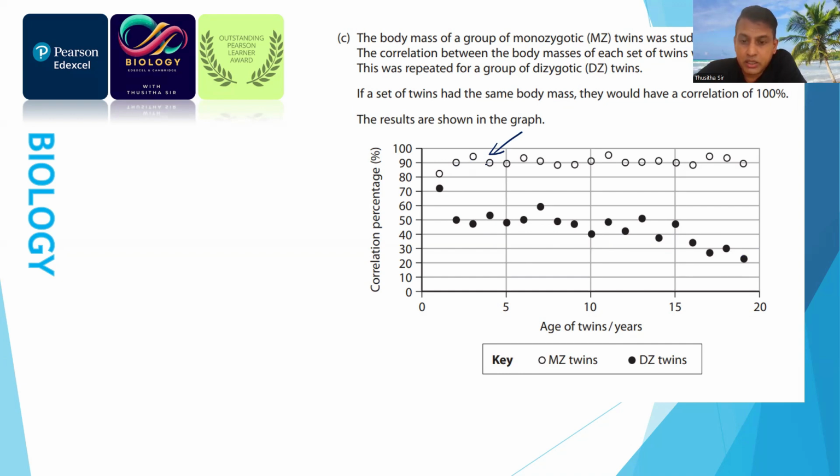This one is monozygotic, and this one is dizygotic, and they are non-identical twins. For non-identical twins, we can see the correlation is decreasing with time because they are genetically different, and this is genetically the same and they remain the same.